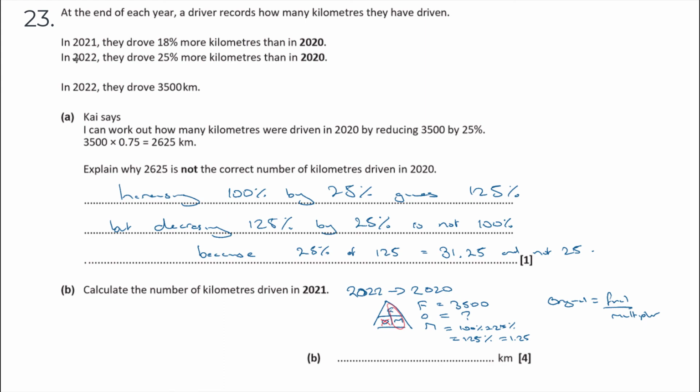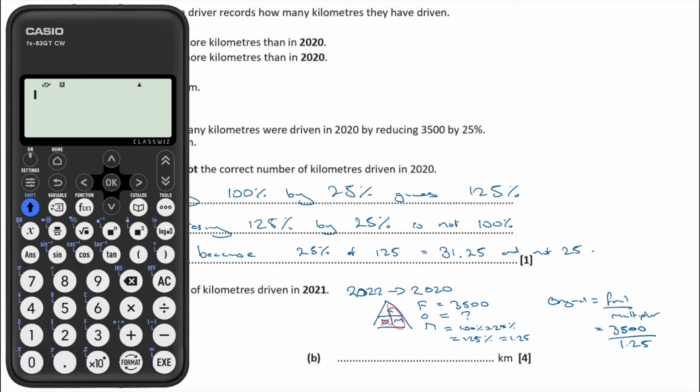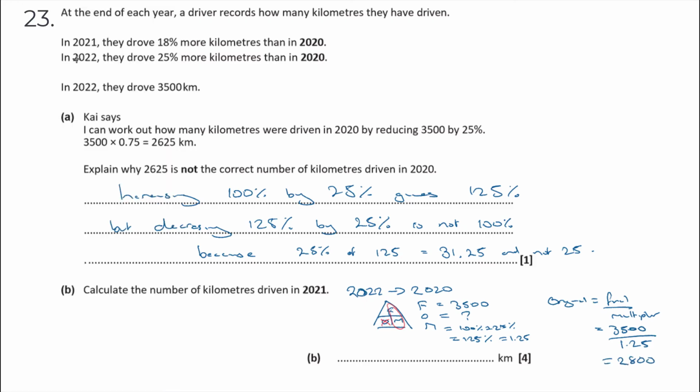So subbing those numbers in, that's going to be 3,500 divided by 1.25. What's that then? 3,500 divided by 1.25 is 2,800. So that means in 2020 there were 2,800 kilometers. If I then calculate from 2020 to 2021, that's like this bit of information here.